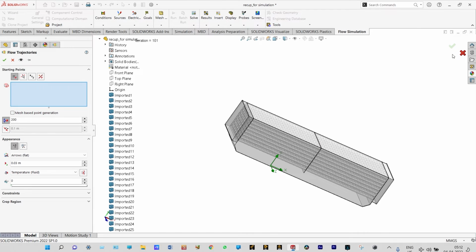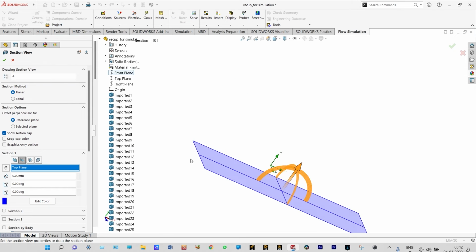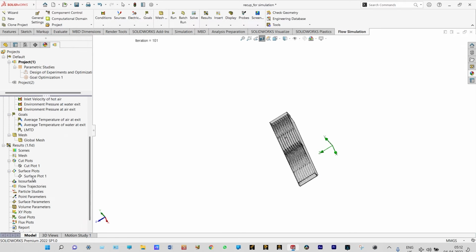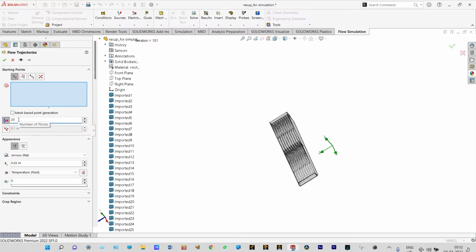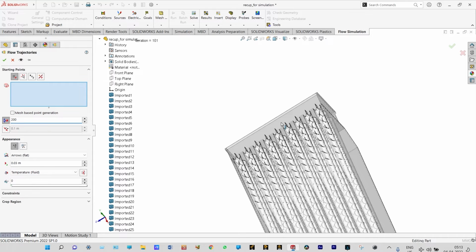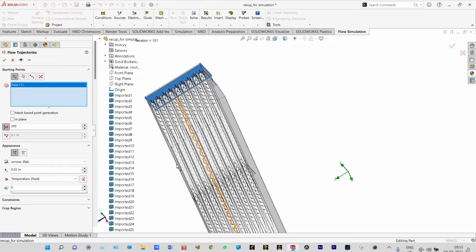And for seeing the dynamics of flow particles, let us have a segmented view of this model. We can cut it from the top plane and we can drag it a little bit upside. So flow trajectories, insert, and instead of 20 numbers of flow particles we are making this one 200 numbers of flow particles moving through this heat exchanger. Let us select the cold region, that means from which water will be entering. This is the entry location of cold water, and we need to select the hot air location also. Hot air will be starting from this location.